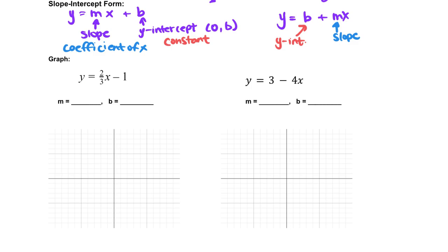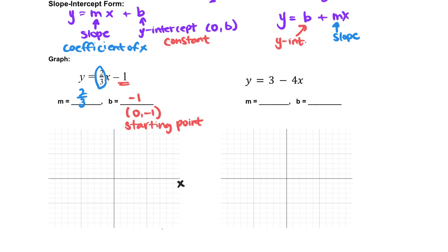Here are a couple of examples to graph. We have y equals 2/3 x minus 1, and the coefficient of x is our slope. That's the number that is attached to x, so my slope is 2 over 3. The constant, what is not attached to x, is our b value, or our y-intercept of -1. So how that looks on a graph would be (0, -1). And that is our starting point to graph. This is our starting point, and that is going to be on the y-axis.